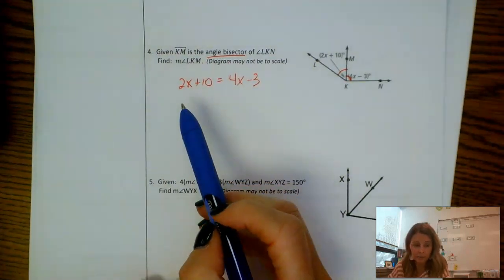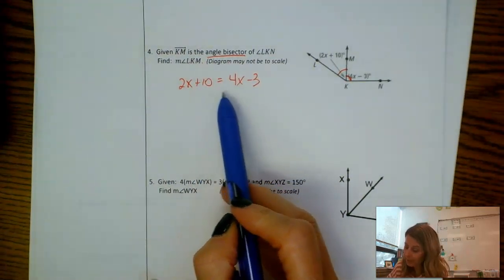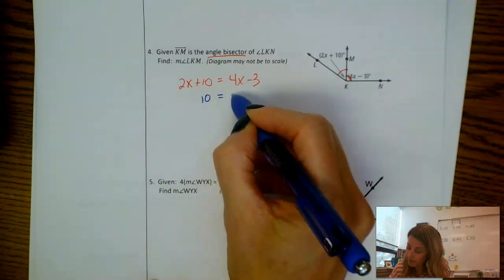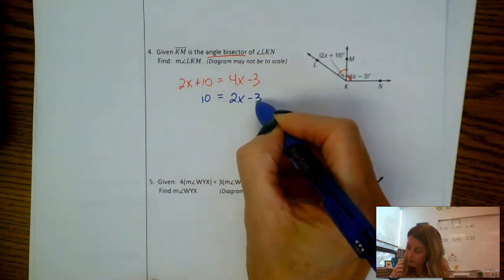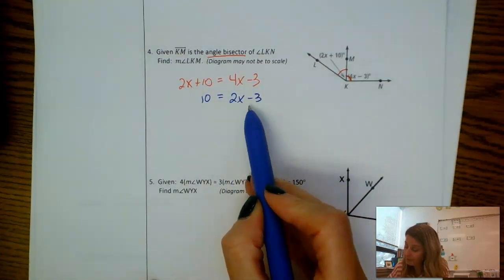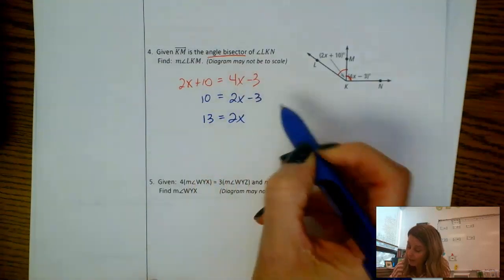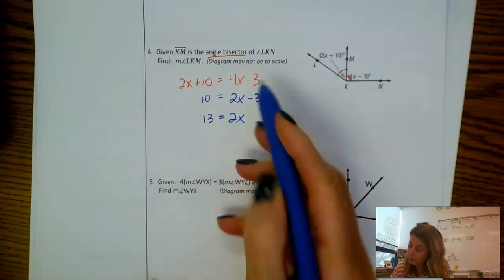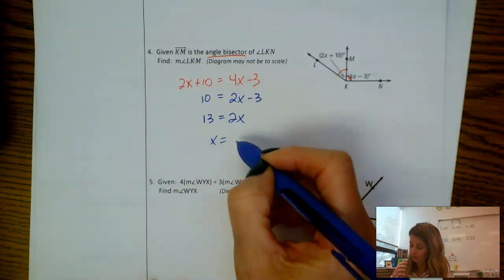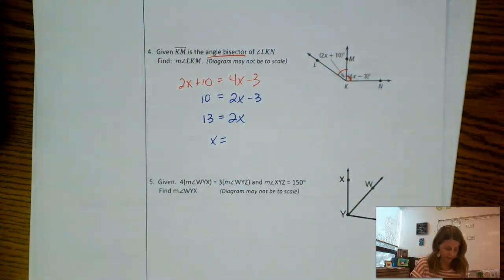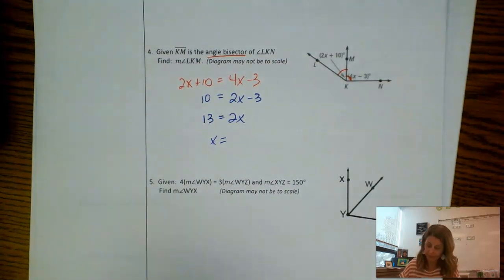Okay, so I would be able to subtract 2x from both sides. That would leave me with 2x on the right. Then I would have to add 3, that would give me 13. And then divide by 2, that's 6.5, right? 13 divided by 2, 6.5.